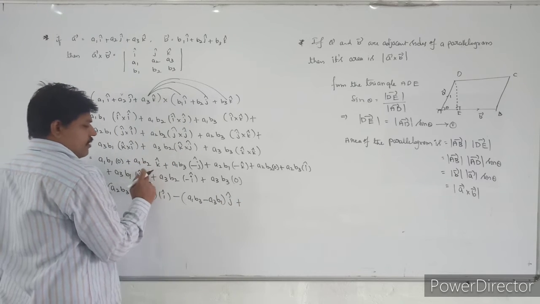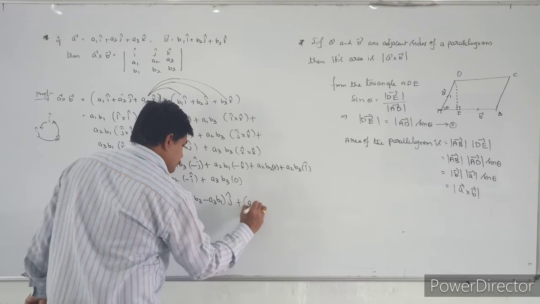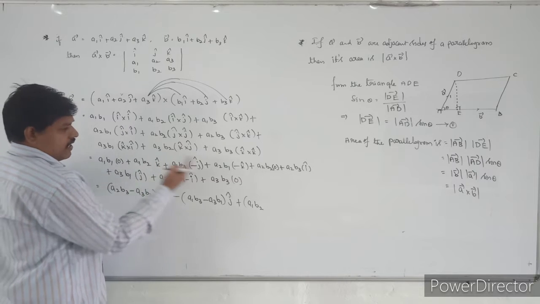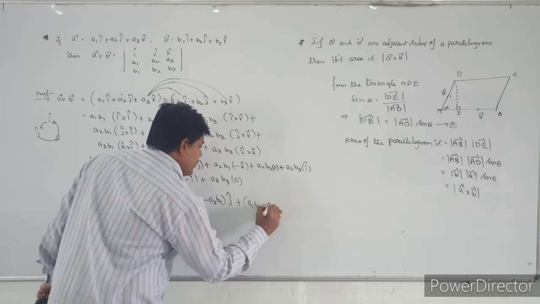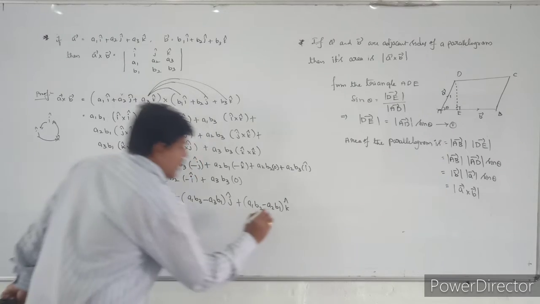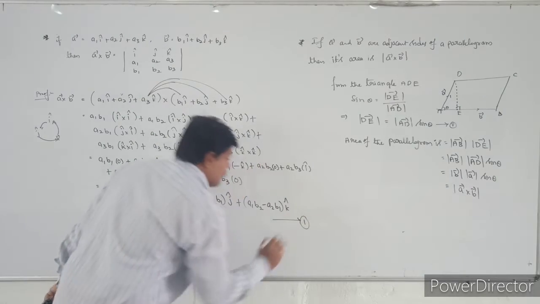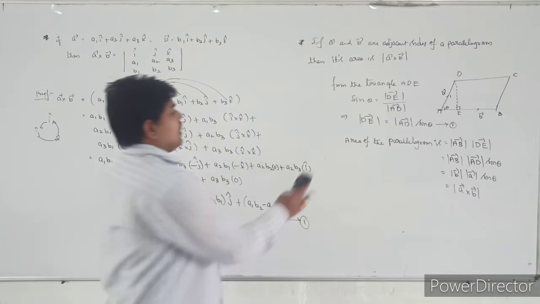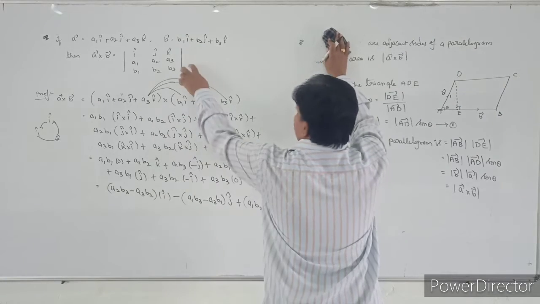Plus K terms. What are the K terms? A1B2, and the other K is A2B1, so A1B2 minus A2B1 into K cap. So take this as equation number 1. A cross B, you are getting this value. So here the question is, you have to show this.